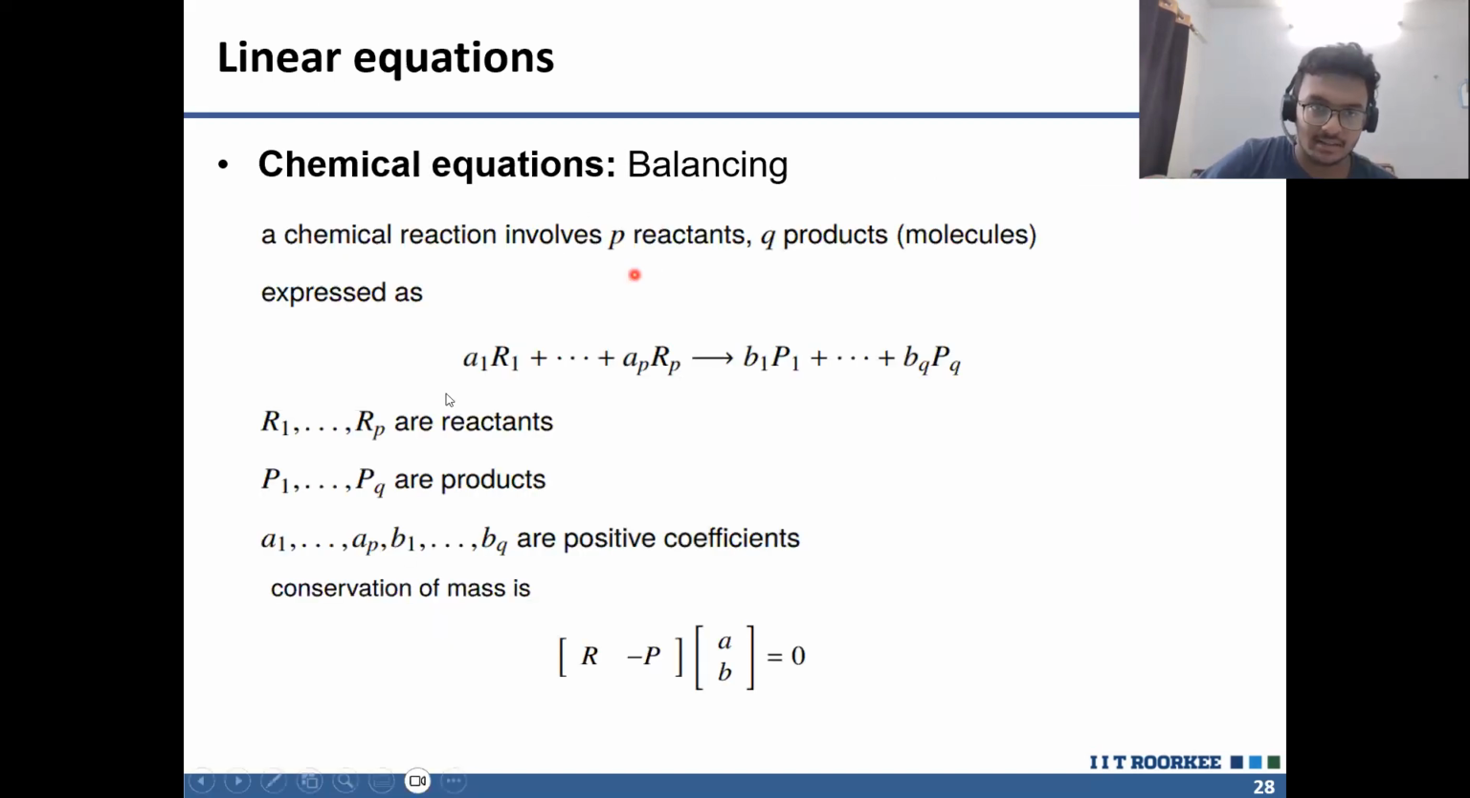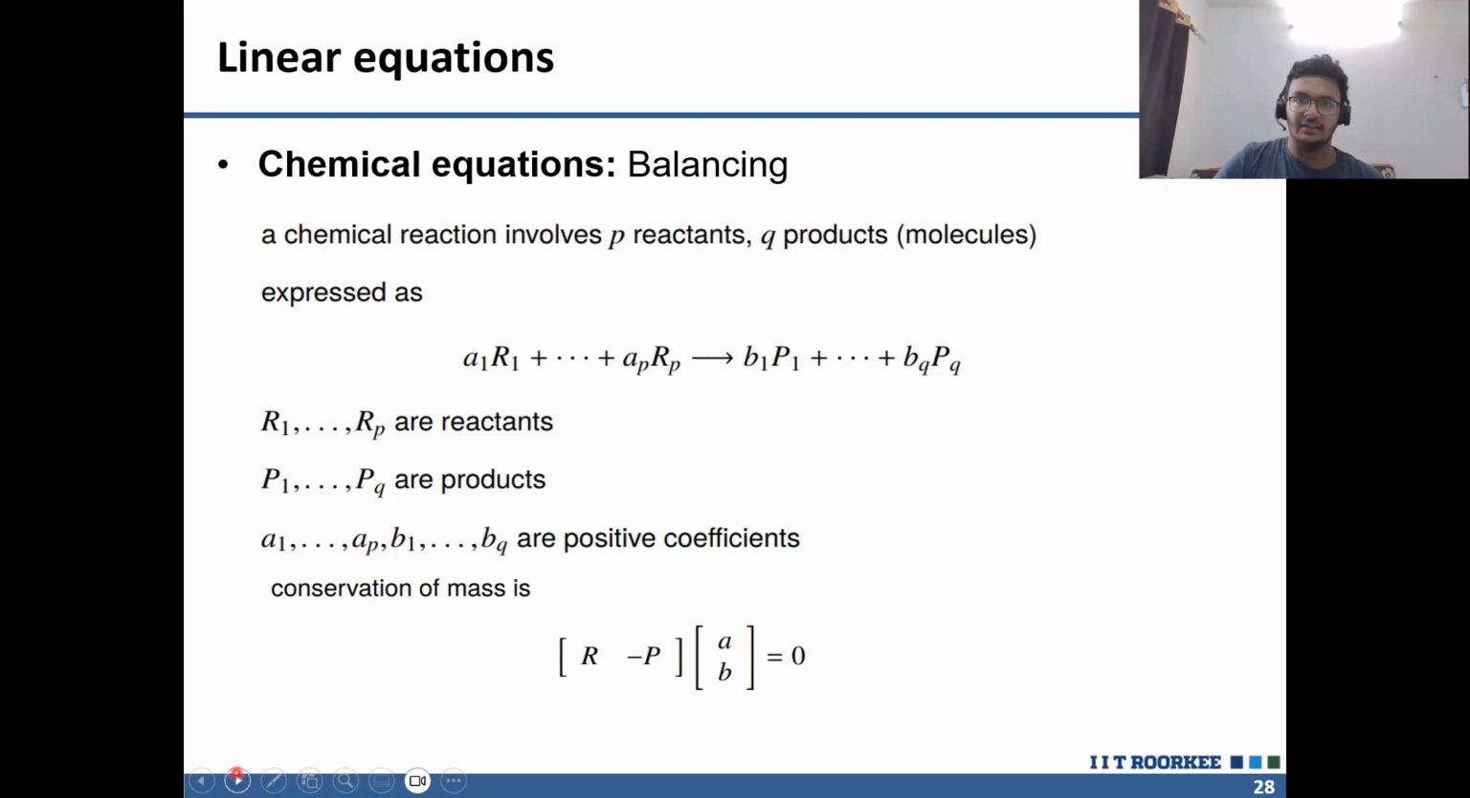Balancing chemical equations: basically, if this is a chemical equation, A1 R1 plus ... AP RP gives B1 P1 plus ..., these are the various product elements. So basically, these are positive coefficients. Using conservation of mass, we get (R minus P) into AB equal to 0. This is a compact vector-matrix representation of the above form, and AB, which is the null space of this matrix, gives us the solution, which is the balanced chemical equation.